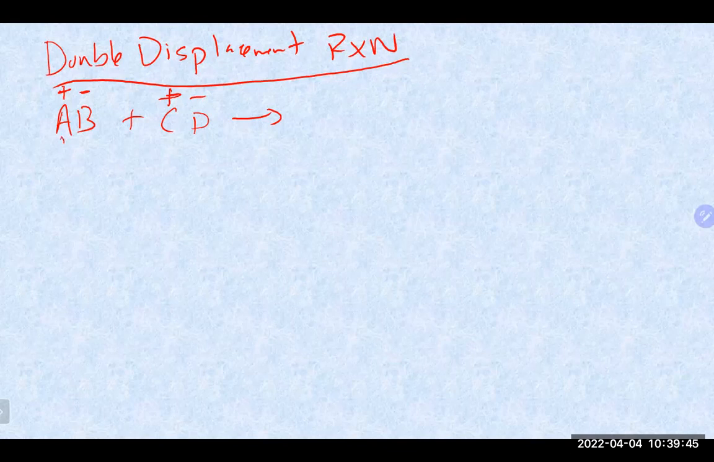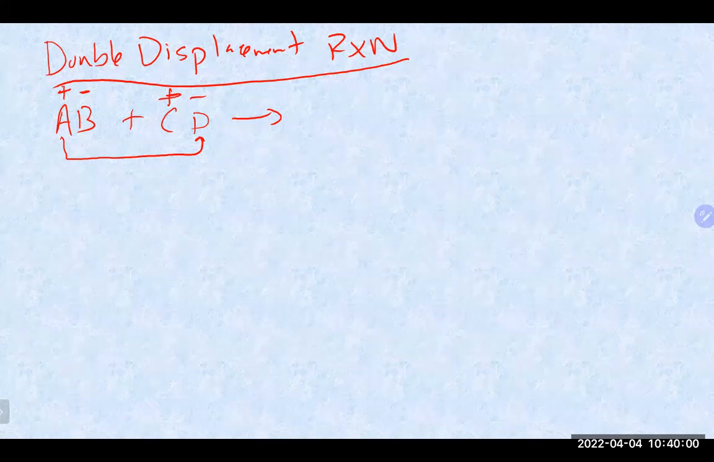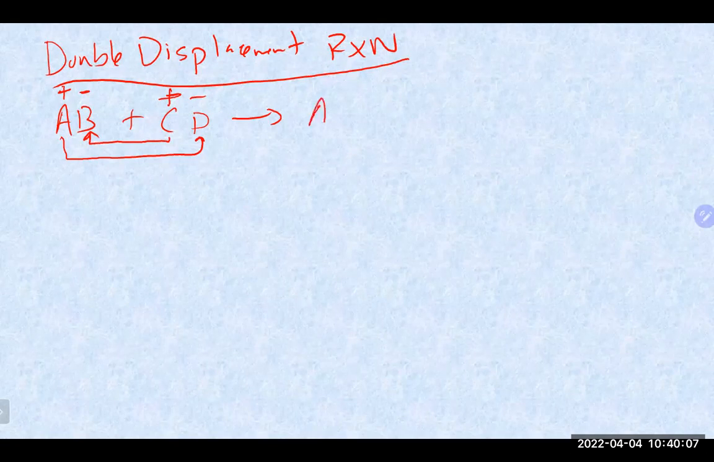So in this particular example, A would end up with D. Obviously, the two positive ions can't come together, and the two negative ions can't come together. So your only option is that the positive ion in one finds the negative ion in the other, and the negative ion finds the positive ion in the other as well. So C here would go and find B. The result is that we make two new ionic compounds on the product side of the reaction. And this is always the way that double displacement reactions take place.